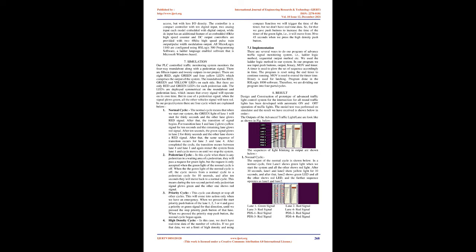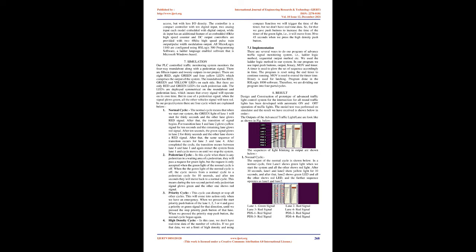The controller is a compact controller with 10 digital inputs and 2 analog inputs, each model embedded with digital output, while DC input has an additional feature of an embedded 40 kHz high-speed counter, and DC output controllers are provided with 240 kHz high-speed pulse train output/pulse width modulation output. All Micrologix 1100 are configured using RSLogix 500 programming software, a ladder language-enabled software that is Microsoft Windows-based.